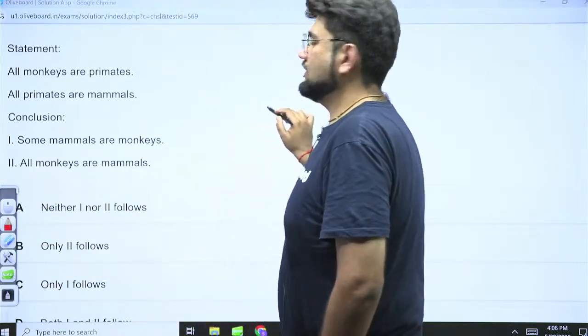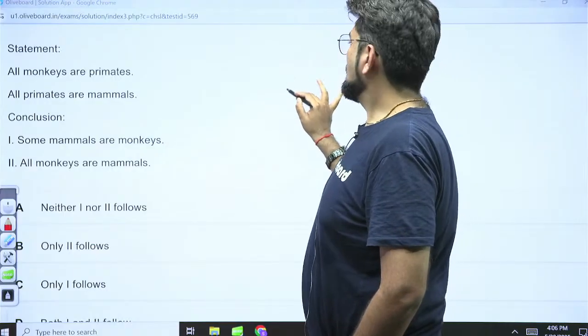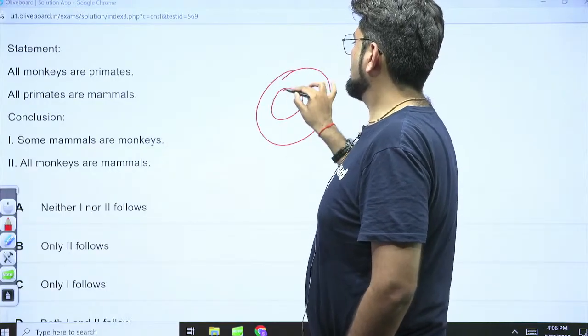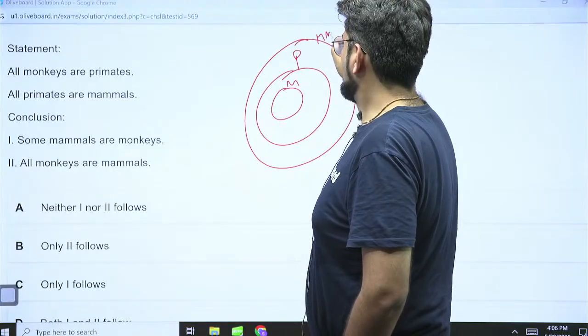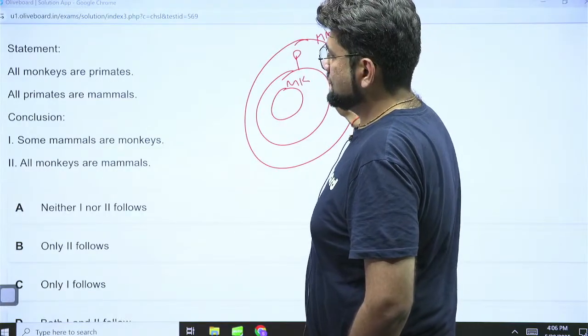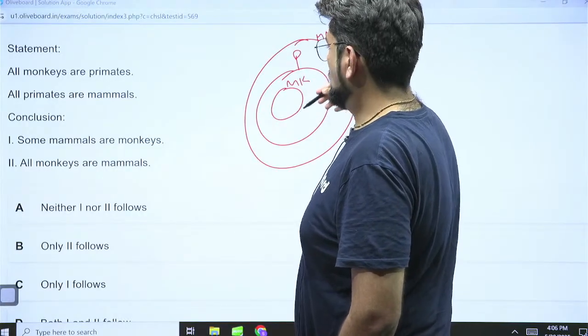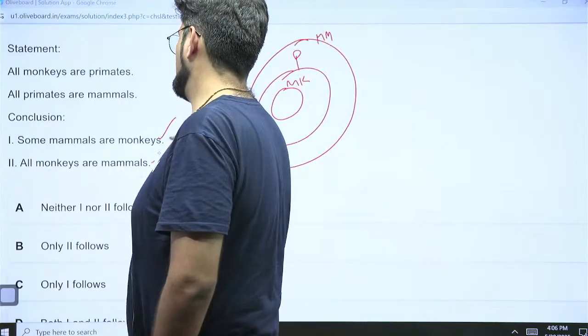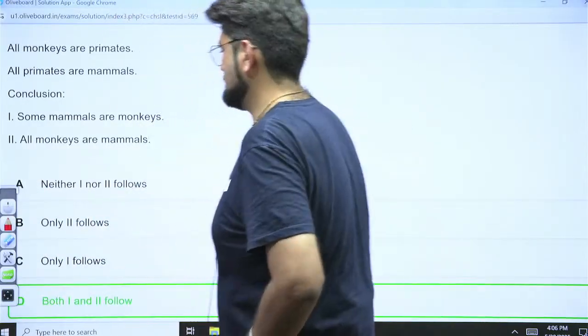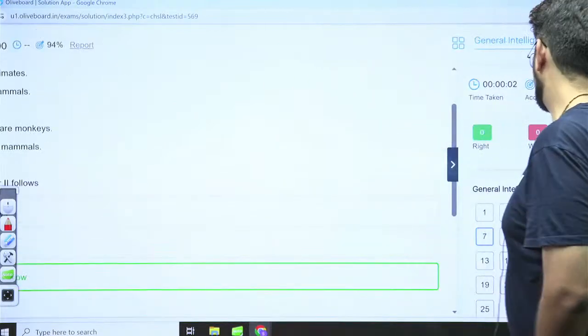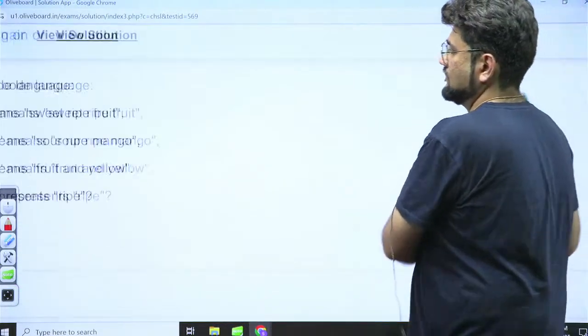All monkeys are primates. All primates are mammals. Some mammals are monkeys, absolutely right. All monkeys are mammals. Yes, both are correct. So both 1 and 2 follow. Option D is the right answer. Easy. Next. Question number 8.